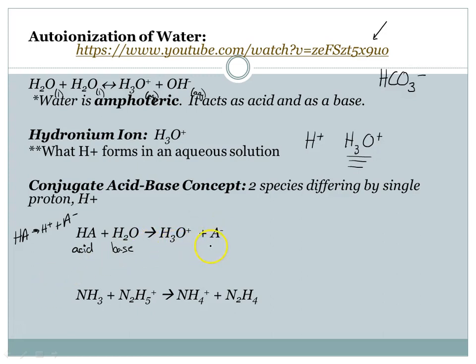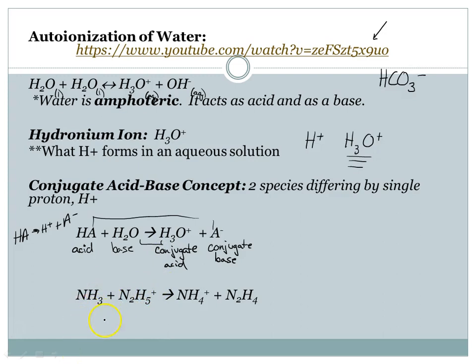The acid forms what we call the conjugate base, which is this piece over here. The base forms what we call the conjugate acid. And the difference is a proton. This lost the proton and this gained the proton.